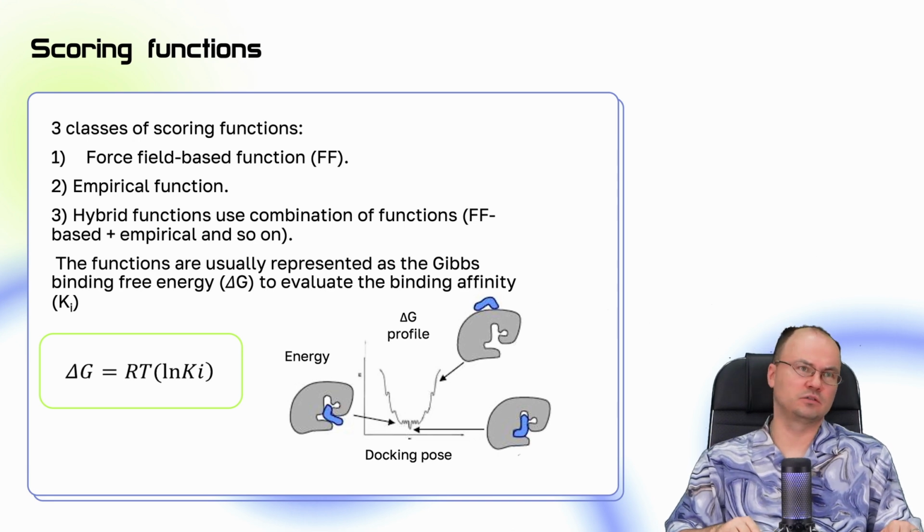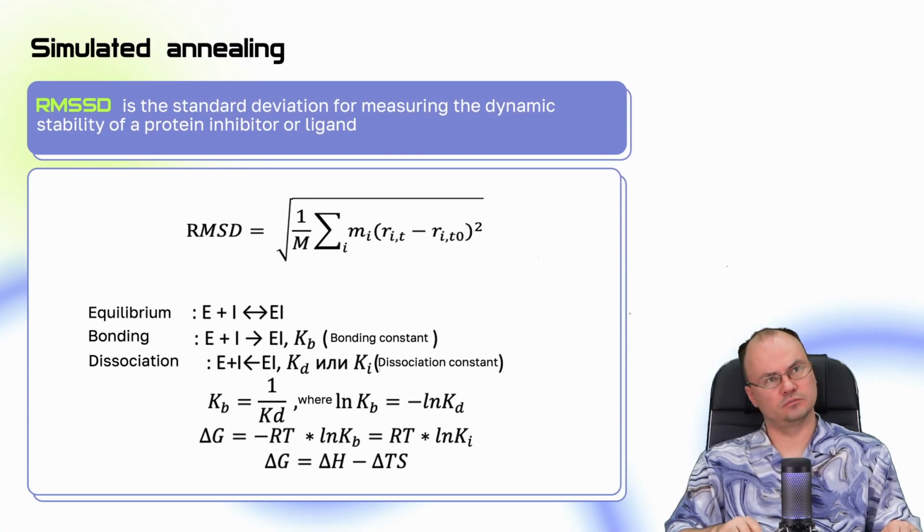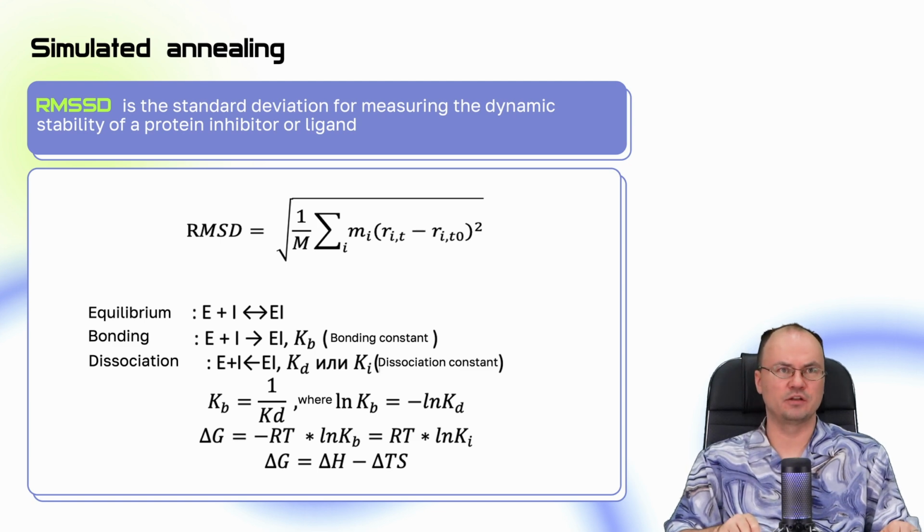So on this slide, as an example, one could see that the functions are usually represented as a Gibbs free energy of binding to evaluate different binding affinities. And we could also implement not just the scoring function, but some structural parameters, to calculate entropy values and how these values correlate with the Gibbs free energy of binding.